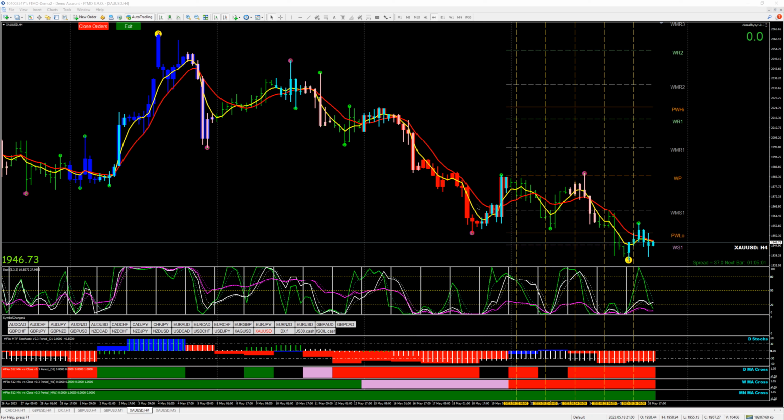But really what I'm looking for is trying to match the weekly peak and the daily peak. So what I've done is I've drawn these vertical lines at the 8 a.m. platform time. That's when I usually come in to look at the pairs. Okay, so what we are looking at is gold.